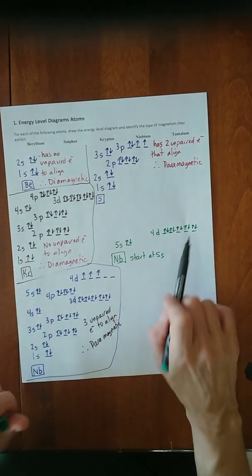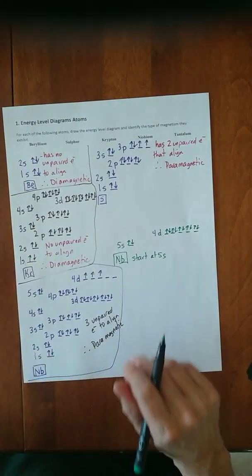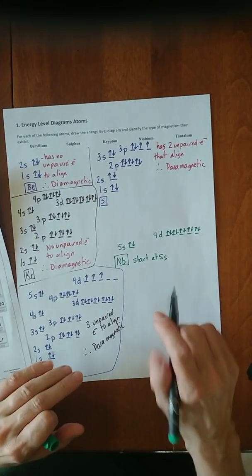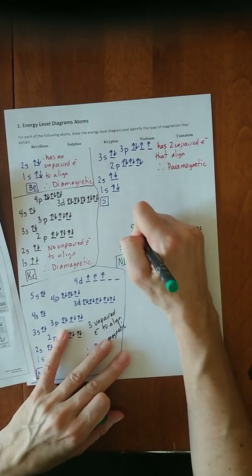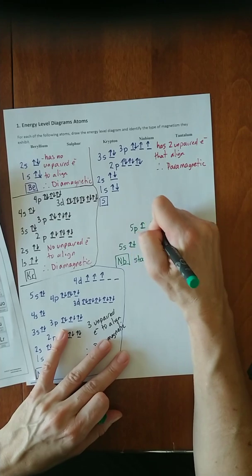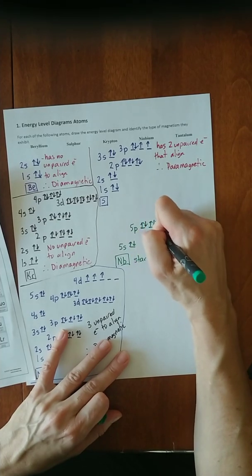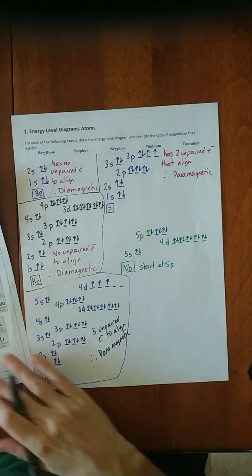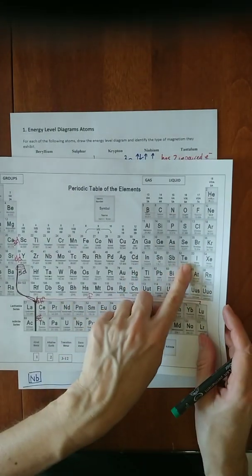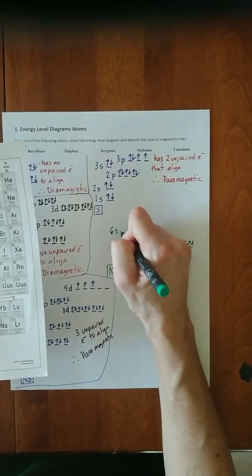Okay, so 5D filled with 10, and then after the 4D filled with 10, and then we go to the P block, which is a 5P, and that is full. Put 6 in there. And after the 5P, so we are here, we go to the 6S. So we're going to put a 6S in here with 2.